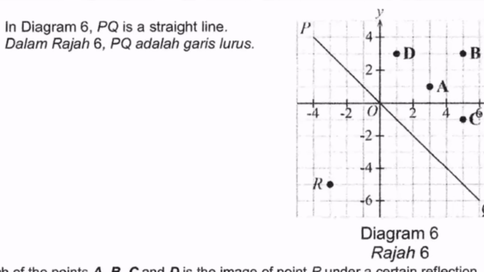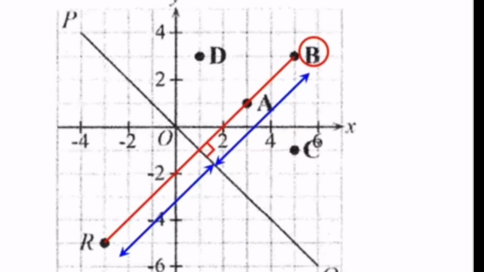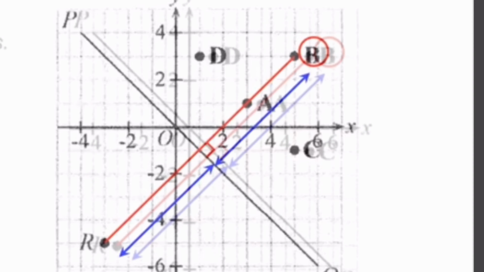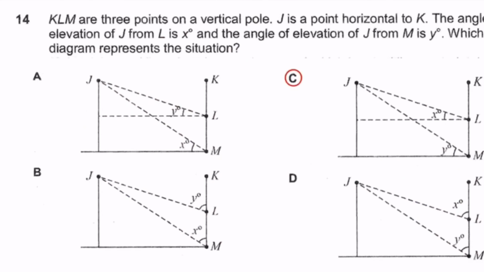This question is about transformation. It is asking which one is the image of R under the reflection of line PQ. So obviously the answer is B, as you can see. The distance between R and the line PQ is equivalent to the distance between the image B and the line of reflection. Question number 14 is about the angle of elevation.